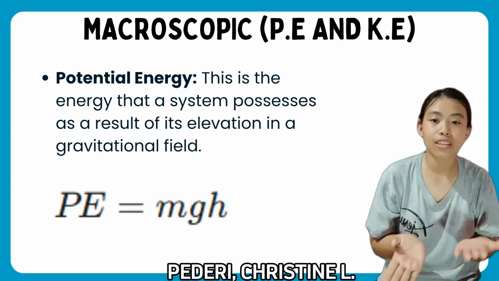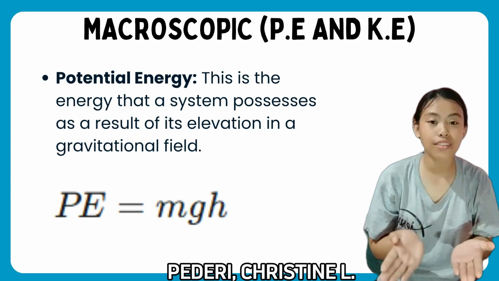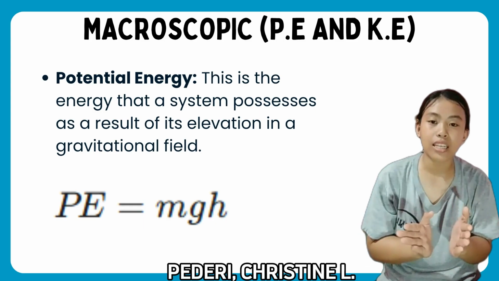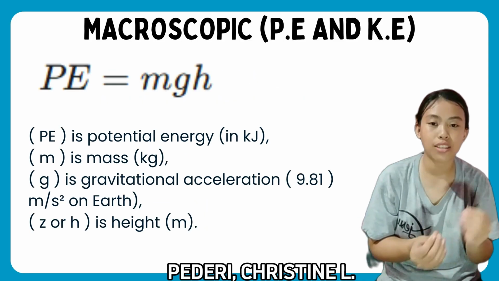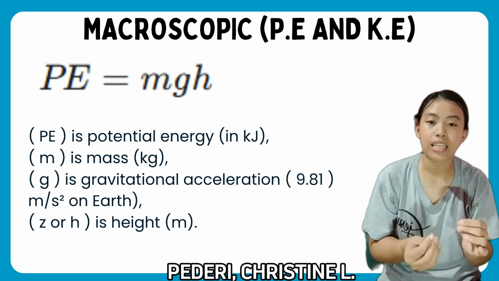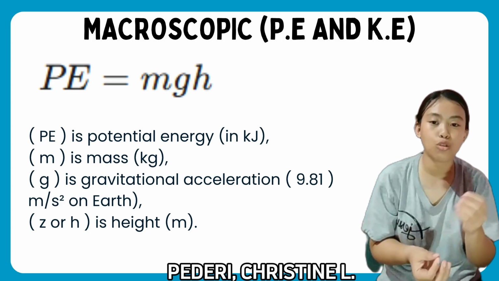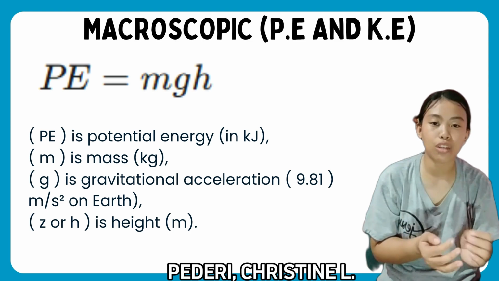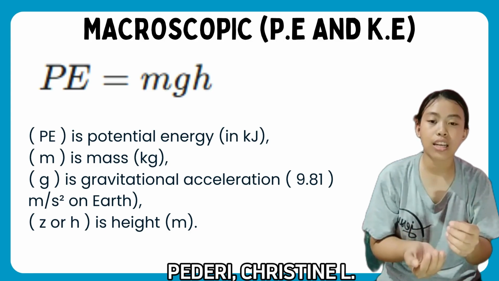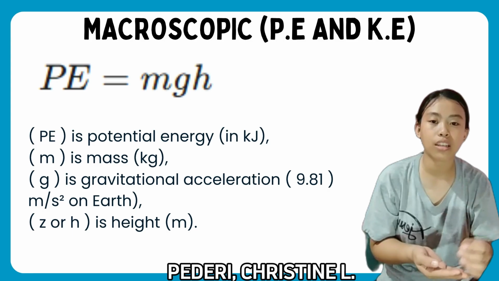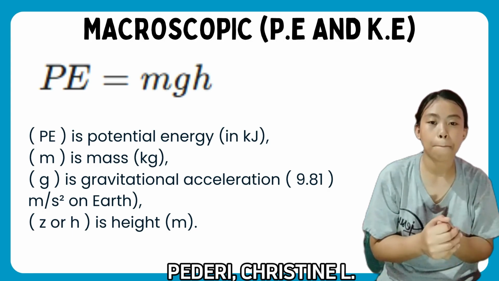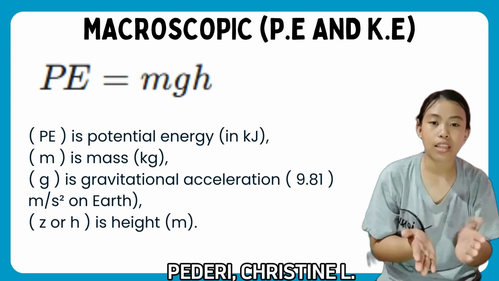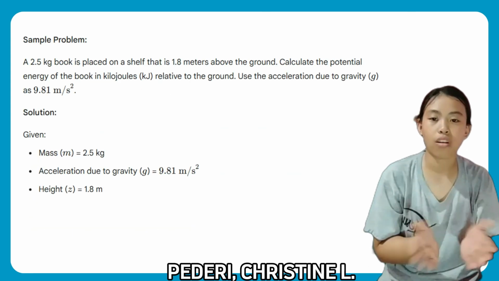This is the energy that a system possesses as a result of its elevation in a gravitational field. So PE is equal to mgh or mgz. So the PE is the potential energy in kilojoule, and letter M stands for mass, which has a unit of kilogram, and letter G is the gravitational acceleration, which is constant, which is 9.81 meter per second squared on Earth. So Z or H is the height.